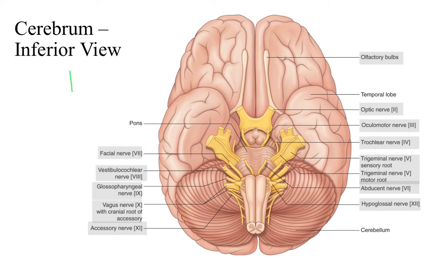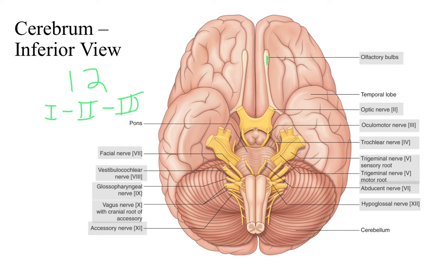Alright, so there are 12 cranial nerves numbered 1 through 12, starting with the front and going all the way to the back of the brain on the inferior side. And typically they're numbered in Roman numerals. So cranial nerve 1, cranial nerve 2, cranial nerve 3. And that's the nomenclature that I'm going to use. So make sure you are familiar with Roman numerals and the numbering system.